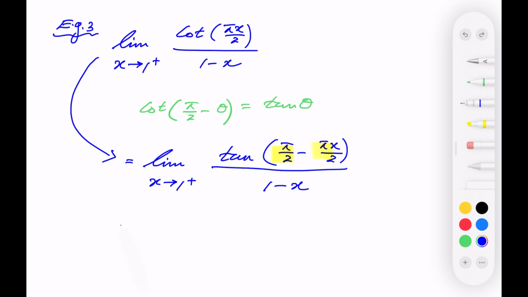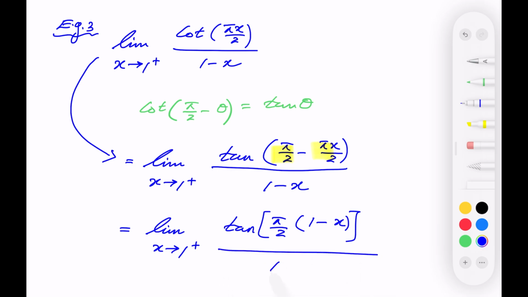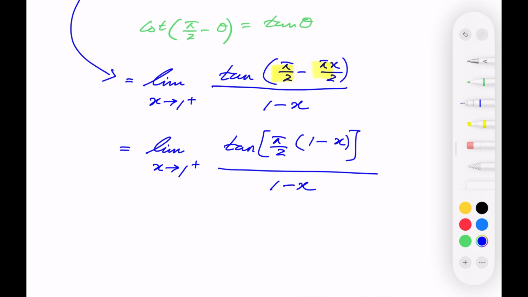So in the next line, I'm going to write this as limit x approaches 1 from the right hand side. We have tangent. I will open big brackets and then I will factor out pi over 2. Then I will open parenthesis. Once pi over 2 is factored out, inside parenthesis I must have 1 minus x, close parenthesis, close brackets. In the denominator I have 1 minus x. Now you can see that things are slowly getting in order so that our theorem can be applied.